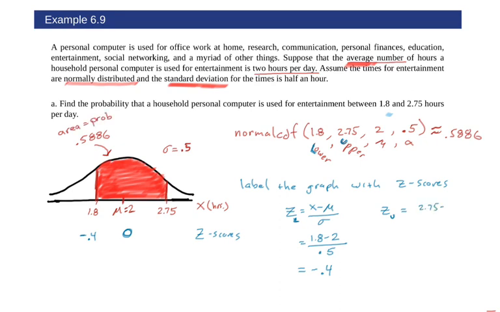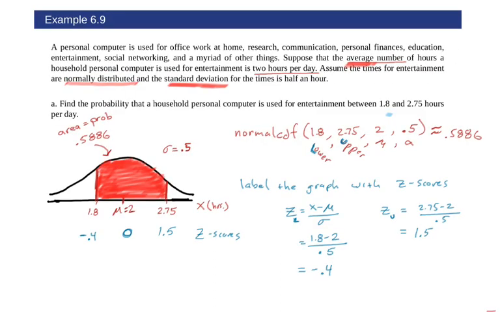I'm just labeling that probability there, but okay, let's go on here. So 2.75 minus 2, so I'm doing it for this guy now, and I'm finding out what his z-score is, and that's going to be 1.5 in this case.